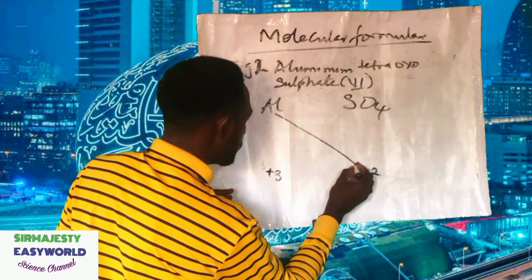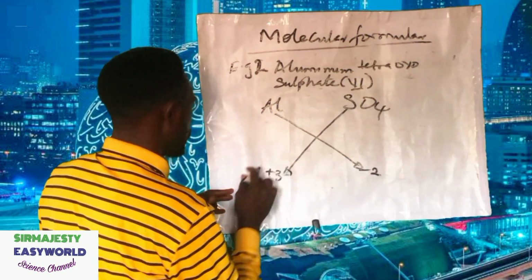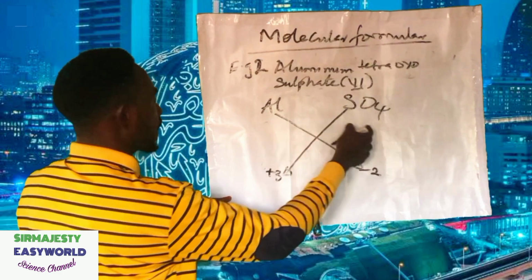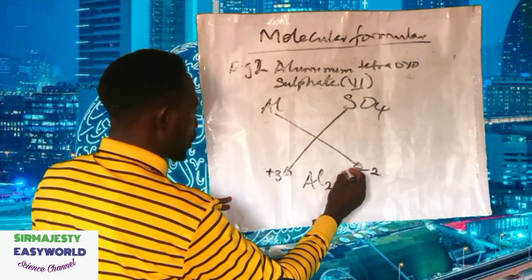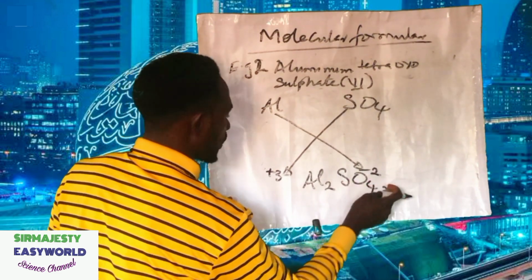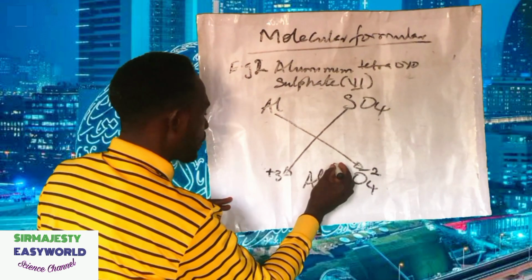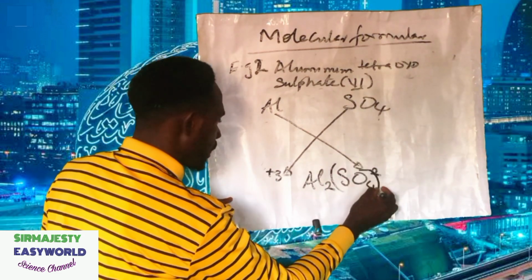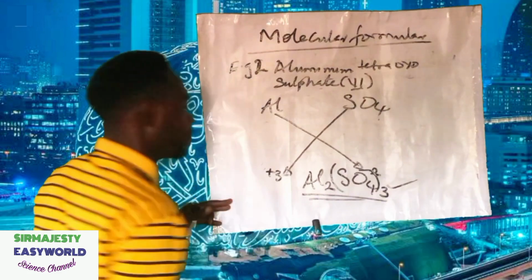Then let aluminium take that of tetraoxosulfate 6. Let tetraoxosulfate 6 take that of aluminium. Exchange of valency. I'll now write Al2, but watch it. If I write SO4 3, it becomes SO43. To tell you that this SO4 as a group is taking the 3, I'm going to put it in bracket. That's the correct thing. So this is the correct formula for aluminum sulfate.